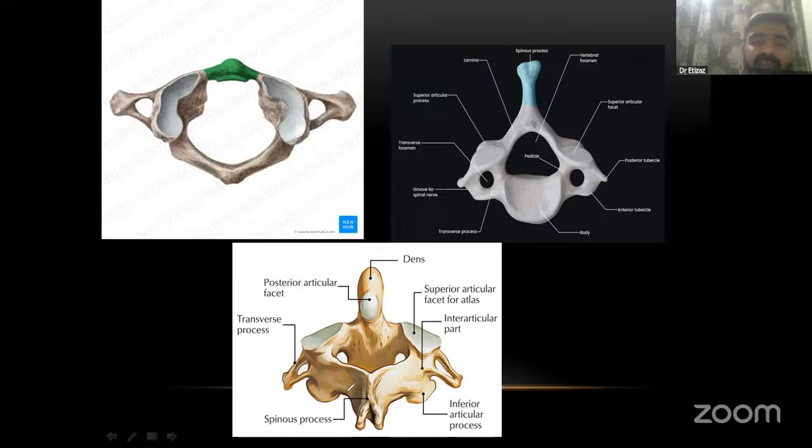The transverse process of C2 moves a little bit laterally and downward as compared to the C1. C1 is horizontally placed as compared to C2, but C2 goes downward and medially. This is the transverse process, and this is the foramen. And this is the lamina. You can see laterally this is the lamina, this is the pedicle of this one, this is the lateral mass, and this is the spinous process.